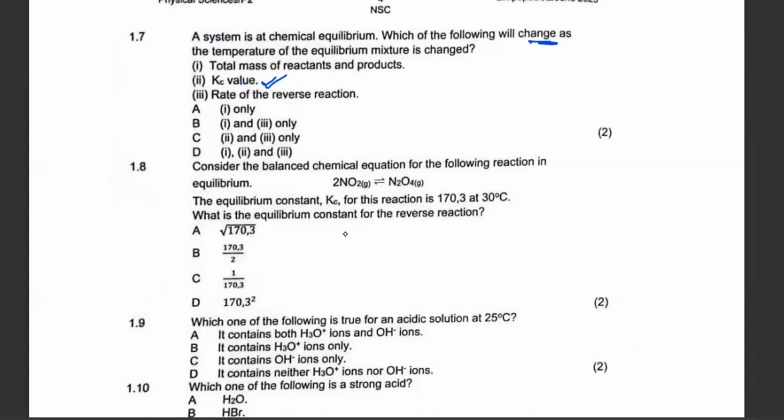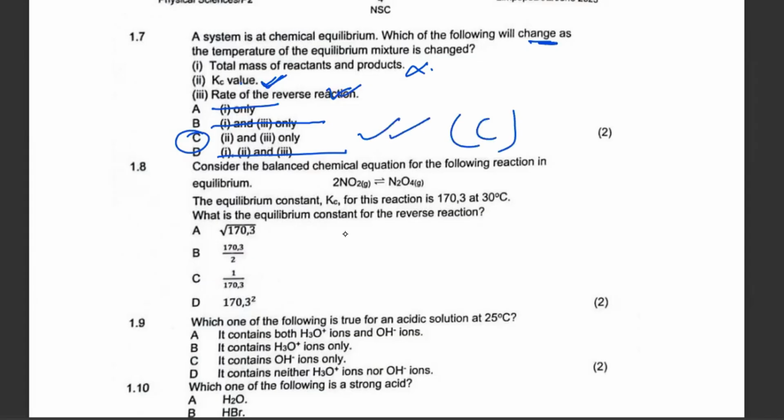The total mass, this one is not. Rate of the reverse reaction will change. Yes, it can change. This is also correct, meaning that whenever there is one is out. So this one is out. This one is out. This one is out. You see, I remain with the C. And you see that that's what we also gave. So the most correct answer is C.